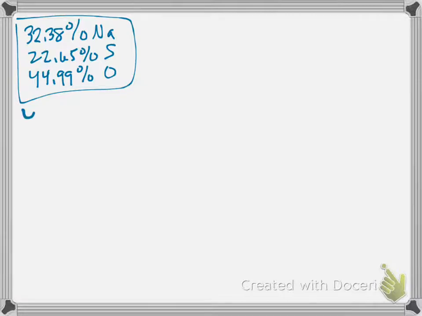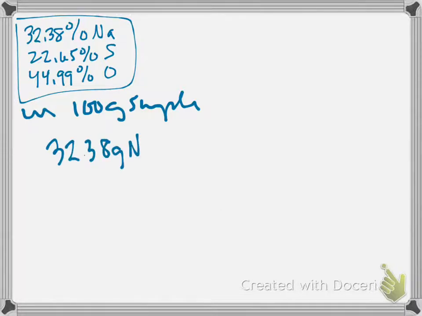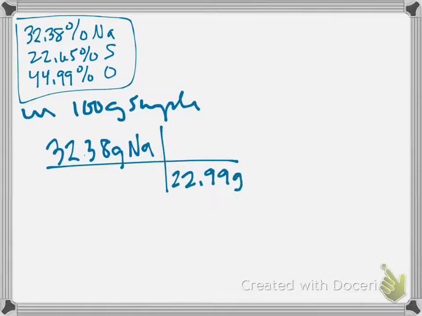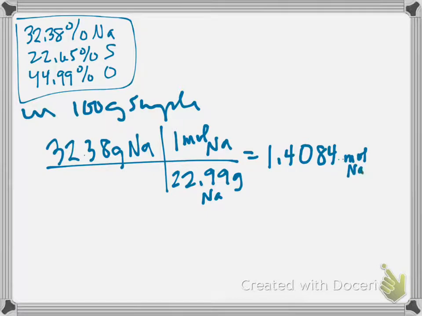So we say, okay, in a 100-gram sample, we would have 32.38 grams sodium. How many moles is that? Well, we know that sodium has a molar mass of 22.99 grams sodium in 1 mole sodium. So we have 1.4084 moles of sodium. Okay.